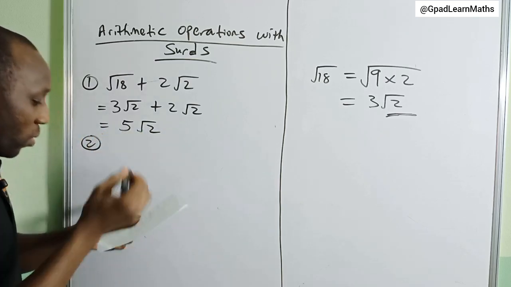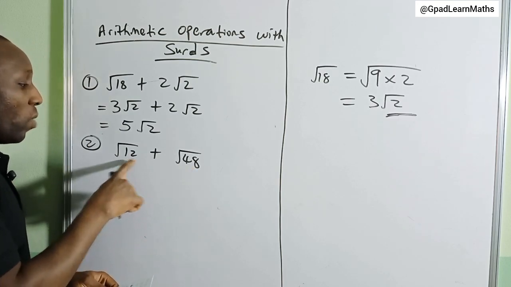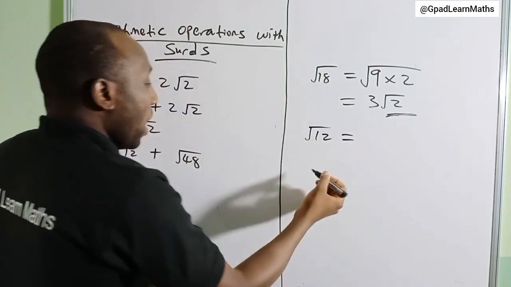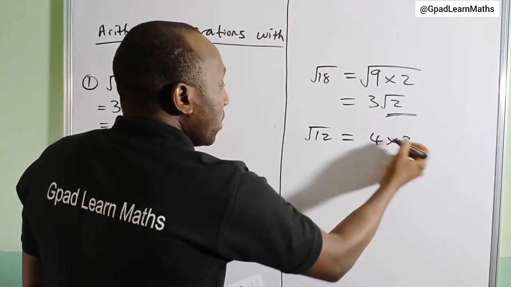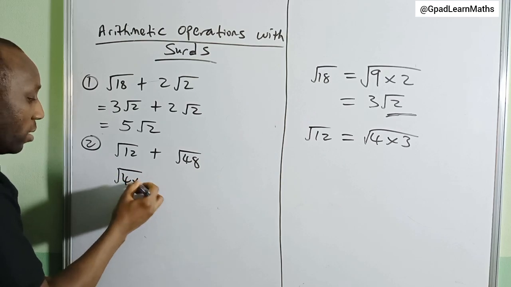Let's try another example. So what about root 12 plus root 48? Now we can just break the two of them down. Let's break 12 down. That will be 4 times 3. Okay, I think we should write it here. So this is what? 4 times 3.